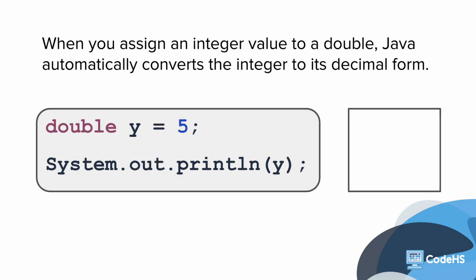You have probably noticed something odd about doubles and integers. When you assign an integer value to a double, Java automatically converts the integer to its decimal form. In this example, the double variable y is assigned an integer 5, but when you print the value of y, the decimal value 5.0 is printed. This is due to something called casting.